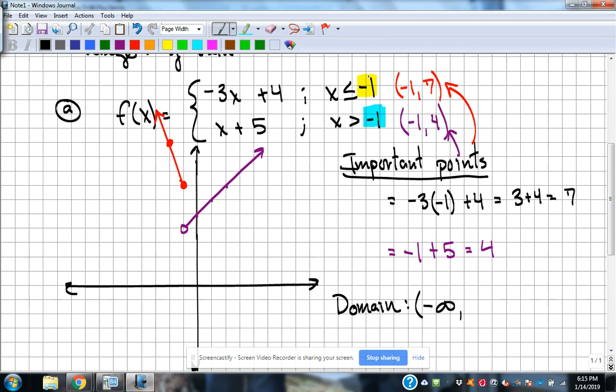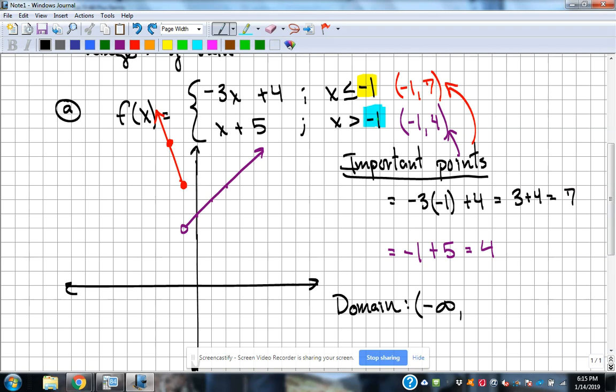Once we get to -1, we're using it for the first piece, and then we're jumping to the second piece. It starts at -1. So are we skipping any of the x values? I used -1 for the first one. I didn't use it for the second one, but I didn't skip any of them, right? So I went from -infinity up to -1, and then I stayed on -1 as the x value. I just happened to have a different y value, okay?